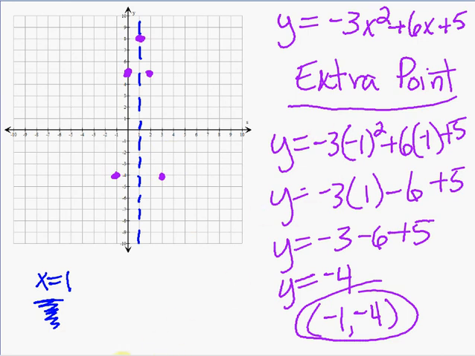That's everything that I needed there, and the very last thing I need to do is just go ahead and draw my parabola. It's kind of ugly doing it by hand, but you guys get the idea. Alright, so that's it. That's how I'd expect you to graph a quadratic function.